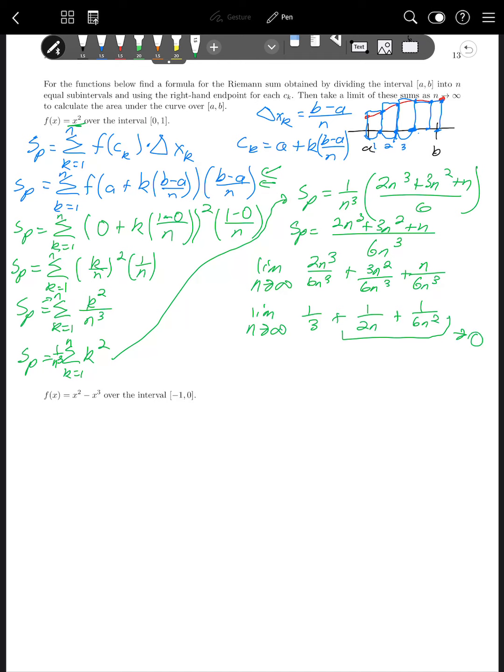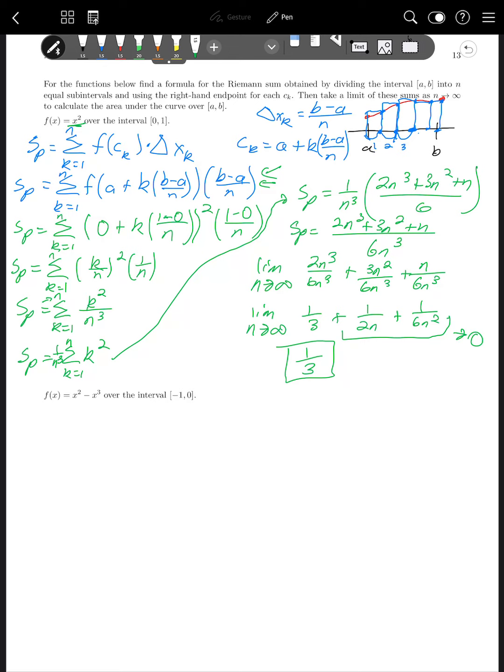So these last two terms would both have a limit of 0, and the limit of a constant is simply that constant. So the limit of 1/3 is just 1/3. And there's our value. So the area under the curve for x squared over the interval 0 to 1 would be 1/3 units. And that's exactly what it is.